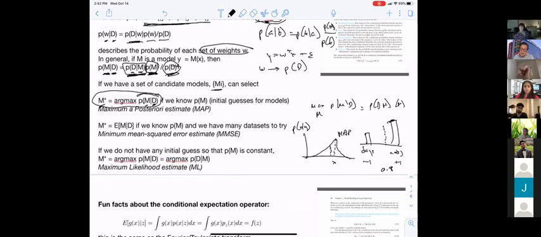Now, suppose that you don't have any prior estimate of what P(M) is, right?